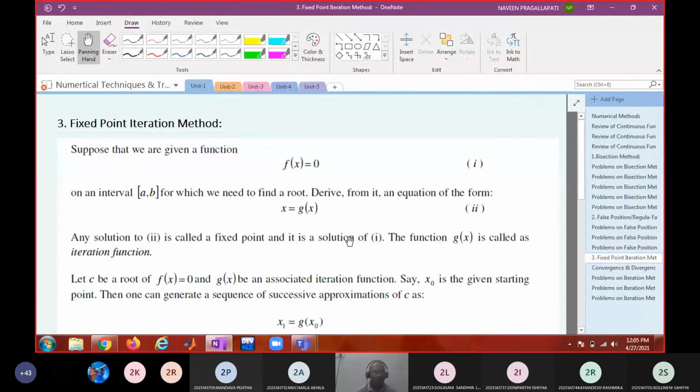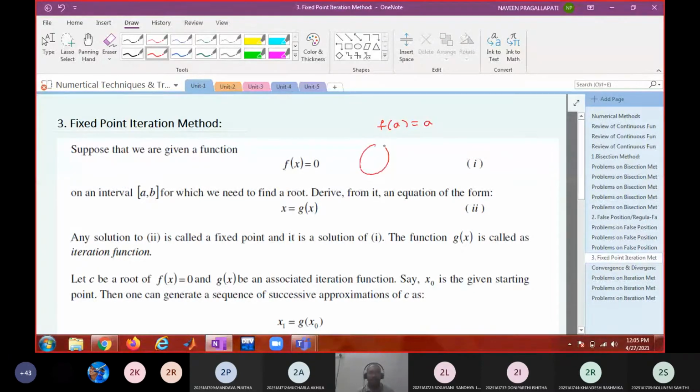Okay, so far we discussed two methods, which are the bisection method and the false position method. Both are similar except in the calculation of Cn. Now the third method is the fixed point iteration method. First of all, what do you mean by fixed point? A fixed point is nothing but a point satisfying the condition f of a equal to a.